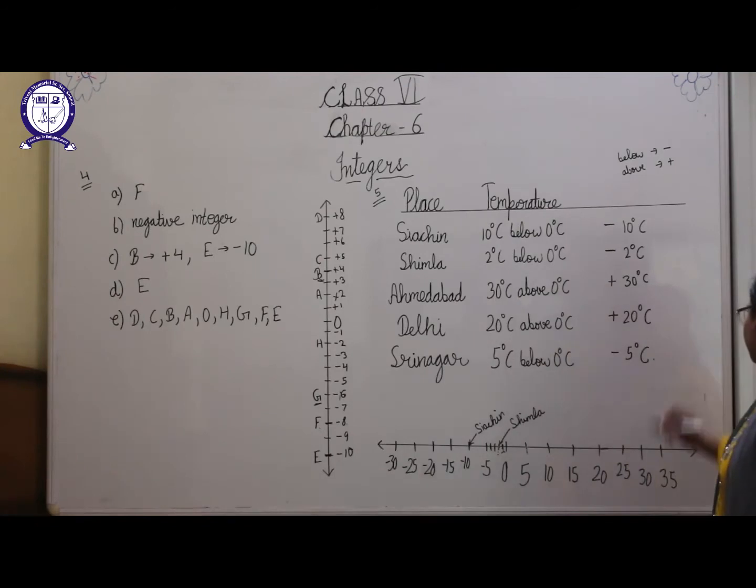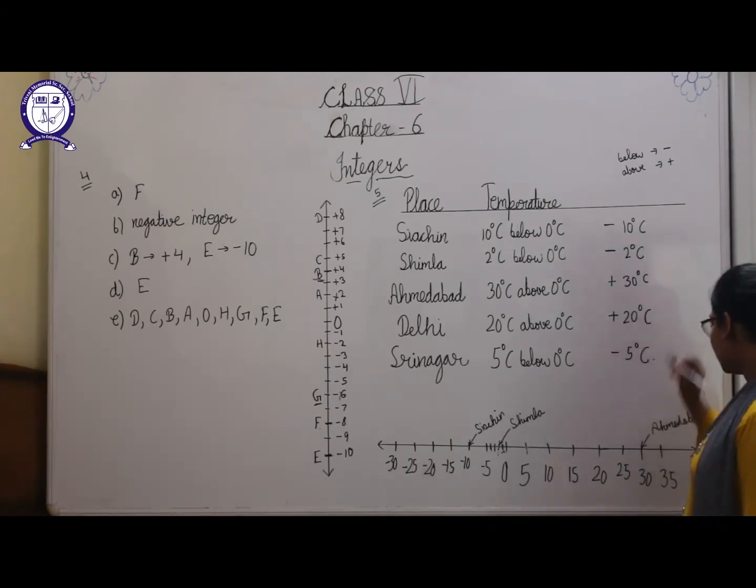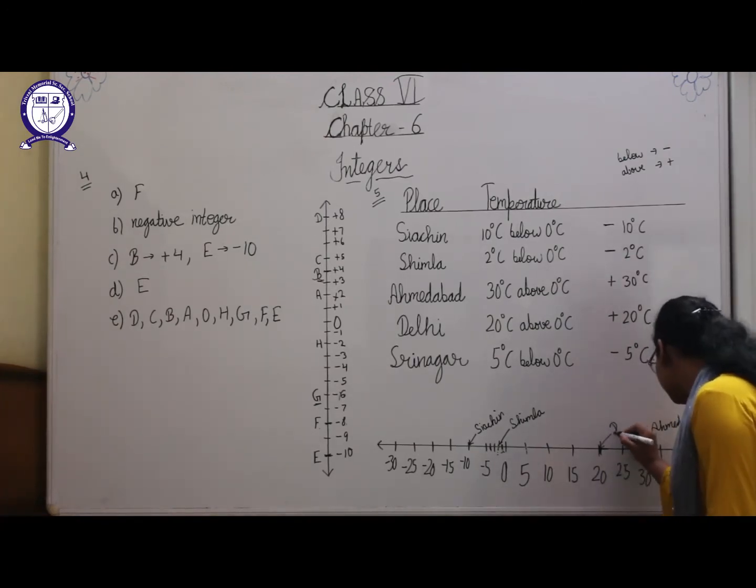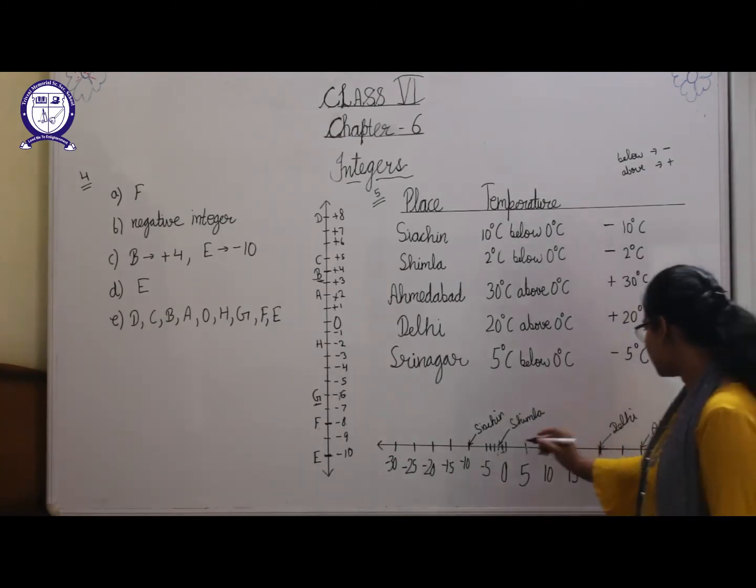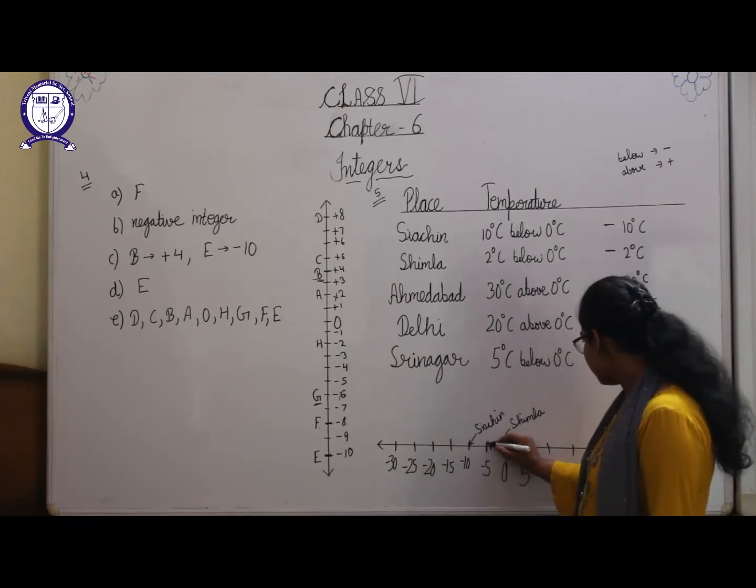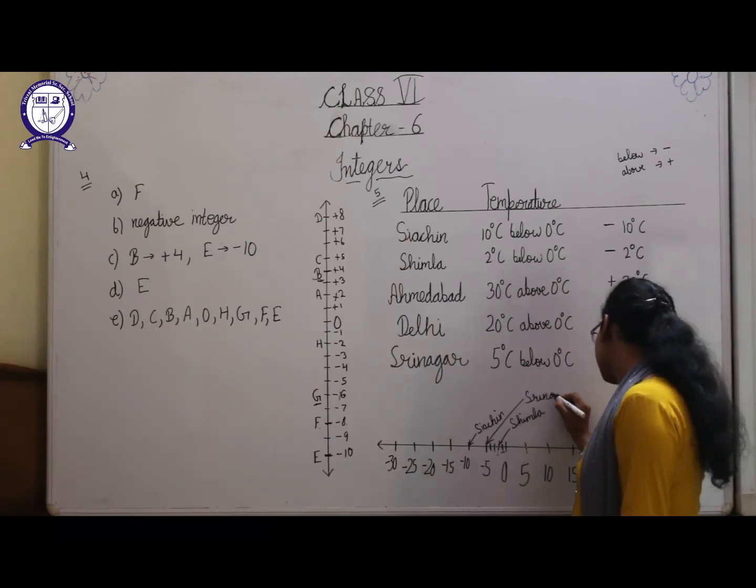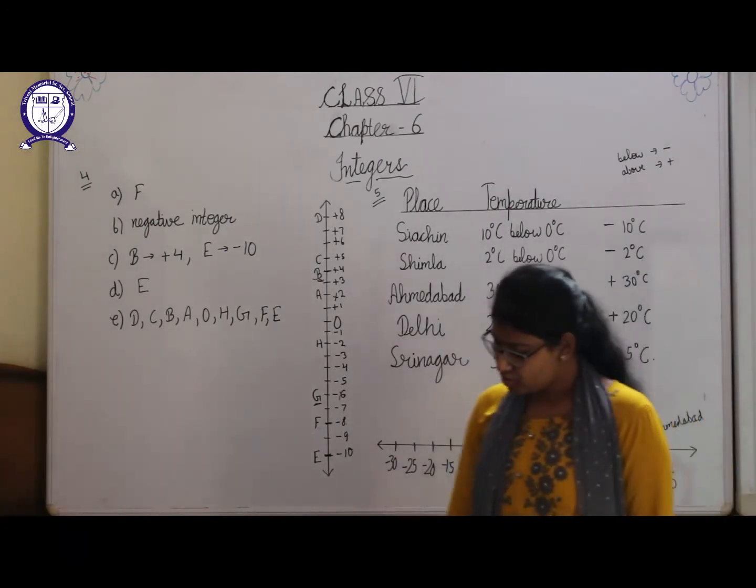Now we have to represent plus 30 degree. This is plus 30. So it is the temperature for Ahmedabad. We will write here Ahmedabad. Now next is Delhi. Delhi is 20 degrees Celsius. This is 20 degrees Celsius. So we will write here Delhi. Now last one is Srinagar. Srinagar is minus 5. Minus 5 is this one temperature. So we will represent it as Srinagar. Minus 5 degree is the temperature in Srinagar. Okay, we have plotted all the places.